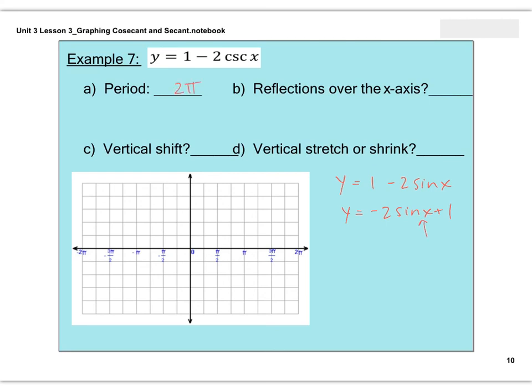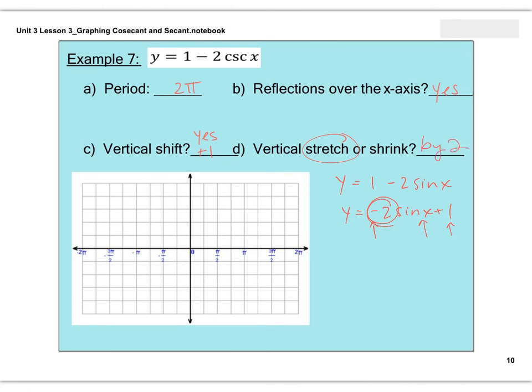Is it going to reflect over the x-axis? It's negative there, so yes. Is there a vertical shift? Yes, that's the plus 1 back here. So yes, it's going to go up 1. And then, is there a stretch or shrink? Yes. You have a negative 2 here, so it's going to stretch by 2.